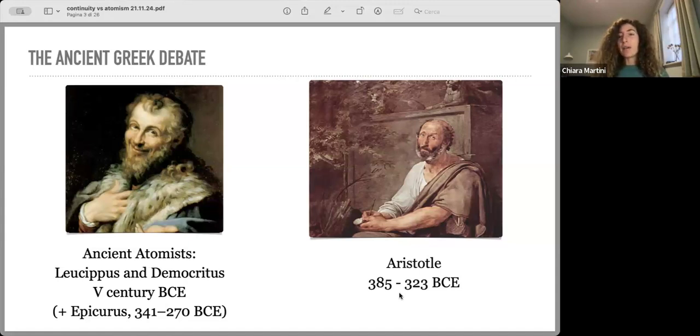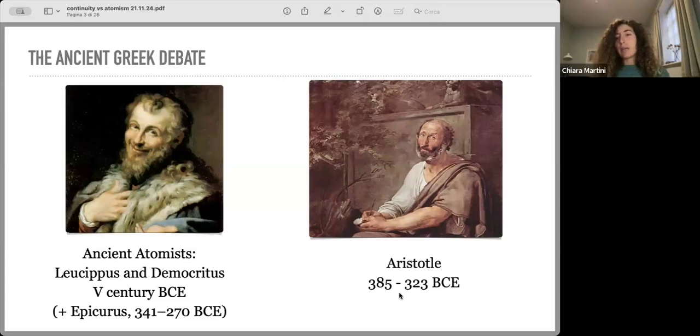And on the other hand, we have Aristotle. Aristotle is a much more well-known figure, one of the big philosophers of Greek antiquity, of whom we have many texts. And in particular, we have his physics. So we have the full theory.